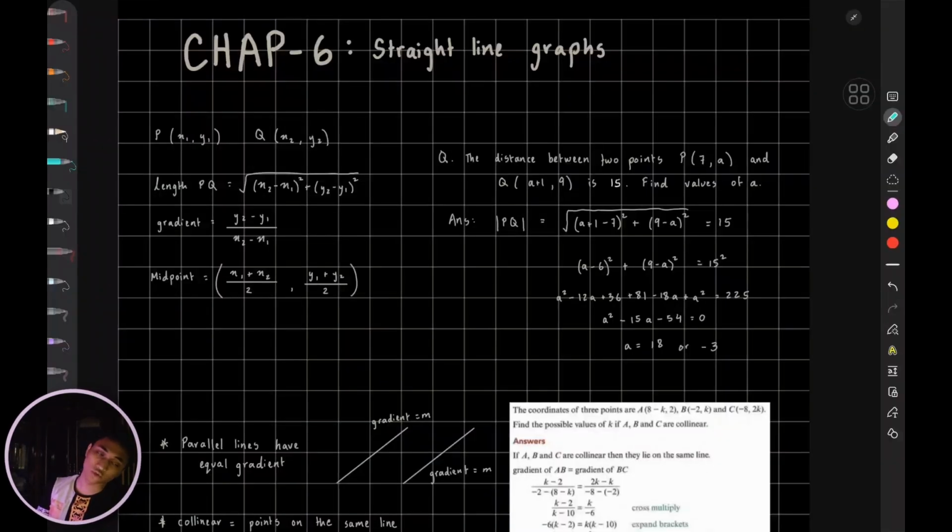In this video, we're going to be learning about straight line graphs. That is the sixth topic from the Add Maths syllabus. So, the first thing we will learn about is finding the length between any two given coordinates. Let's say I have coordinate P, I have coordinate Q. How do we find out the distance between these 2 points?